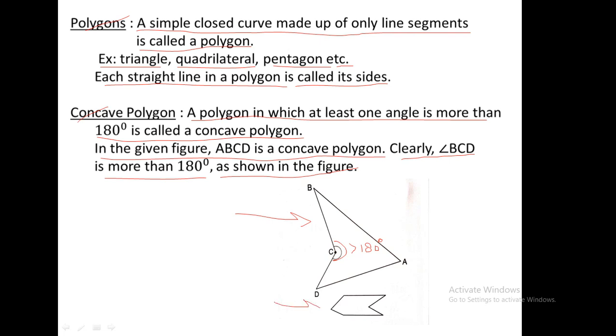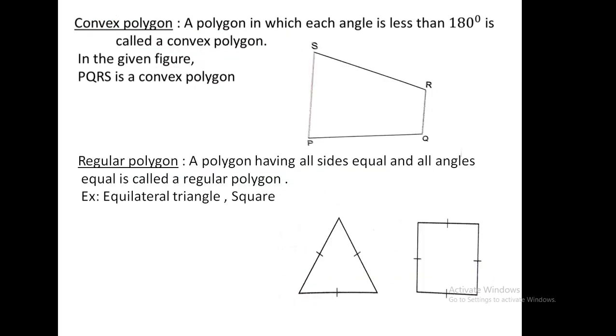Now in the second figure, this angle is also more than 180 degree. So this is also a concave polygon. Now next one is convex polygon. A polygon in which each angle is less than 180 degree is called a convex polygon. So in this figure, this is a convex polygon.